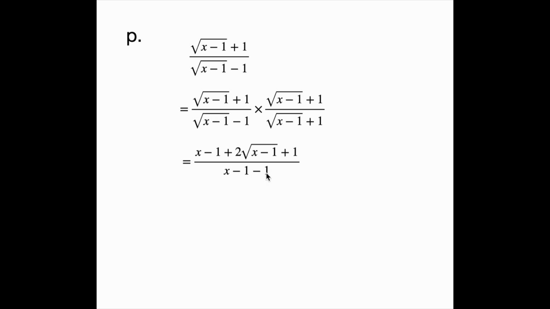That's going to give me x minus 2 on the bottom, and on the top, this negative 1 is going to add to this 1 and make 0. We're left with x plus 2 root x minus 1 all over x minus 2. And that's it for question P.